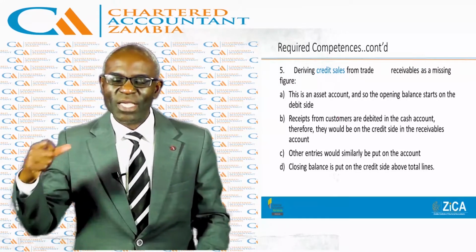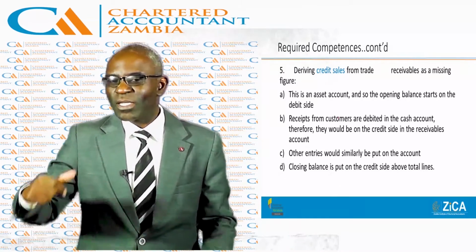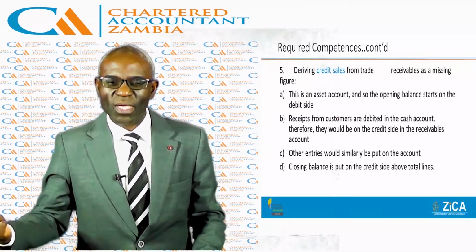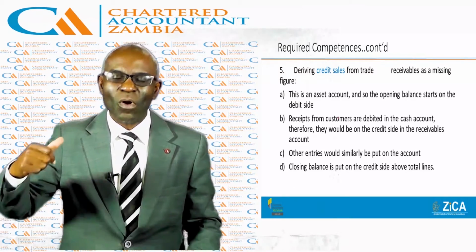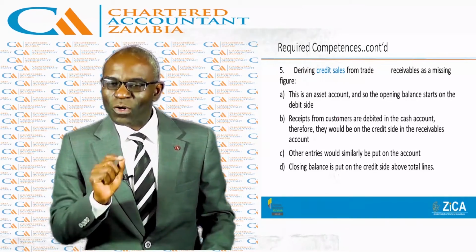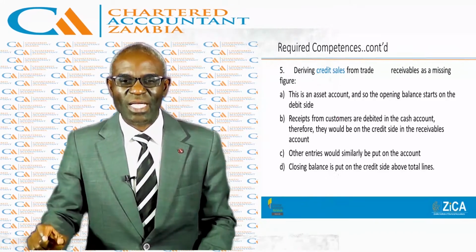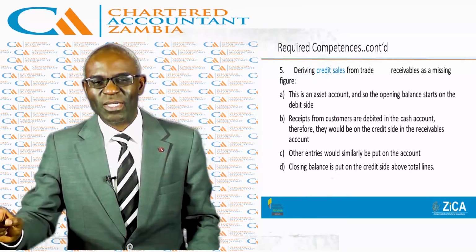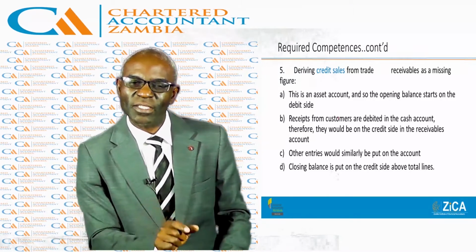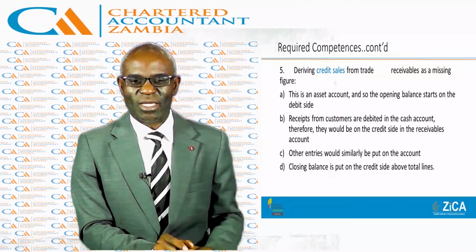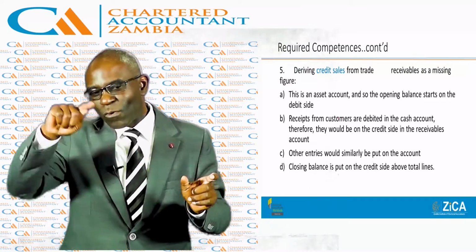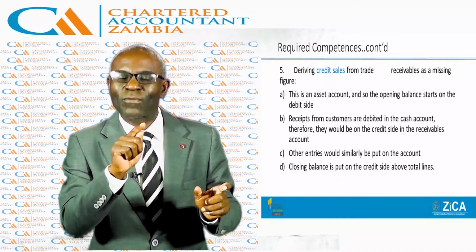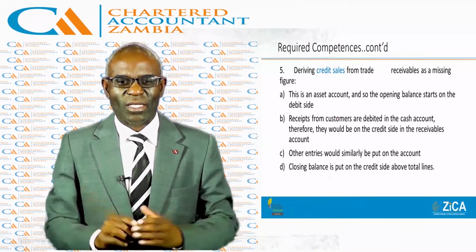The amount they paid us will be on the credit side. Transfers to payables will be on the credit side. Irrecoverable debts will also be on the credit side. Now, the common mistake is the closing balance will also be on the credit side because below total lines, it comes on the debit side. So if you put the figures in their right places, you will find the balancing figure of credit sales correctly.